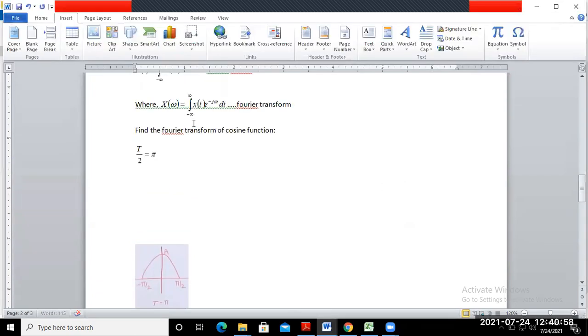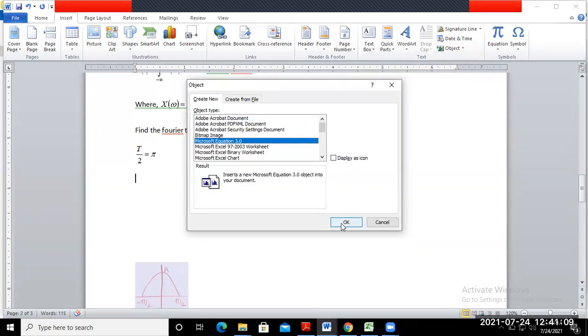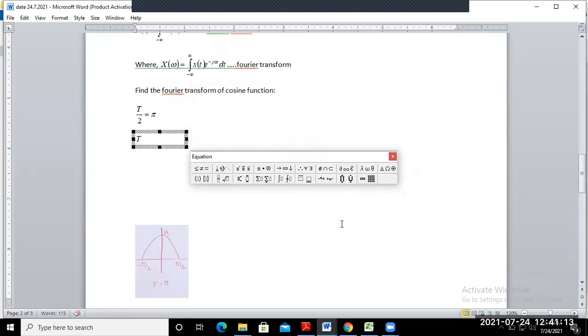So t is not equal to 2 pi. Suppose that if you want to write here omega equal to 2 pi f, so f equal to 1 by T. So time period equal to 2 pi, so just put here T equal to 2 pi.